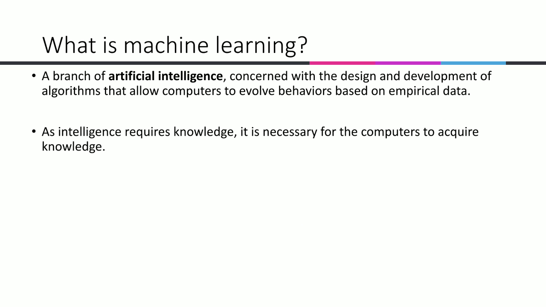So first of all, what is machine learning? It is a branch of artificial intelligence concerned with the design and development of algorithms that allow computers to evolve behaviors based on empirical data. This is the technical definition of machine learning. As intelligence requires knowledge, it is necessary for computers to acquire knowledge.